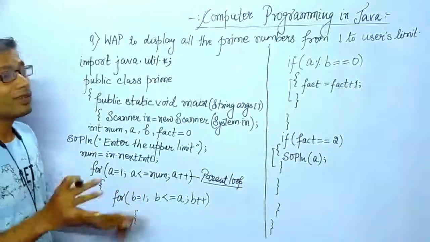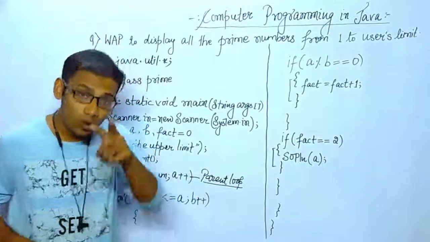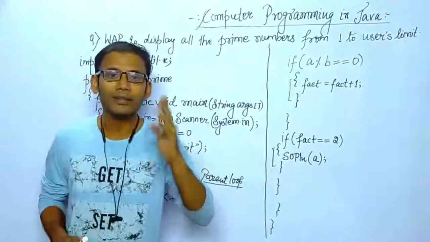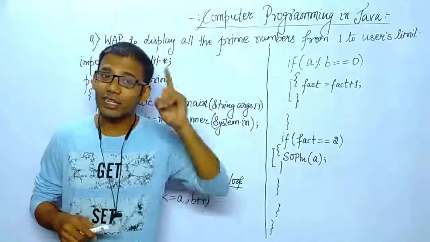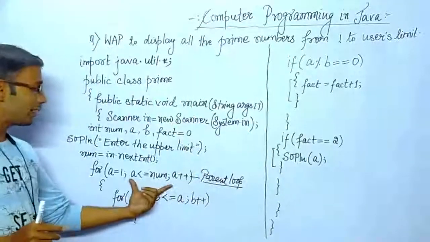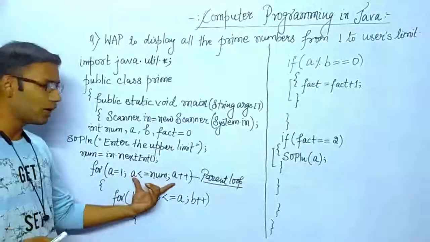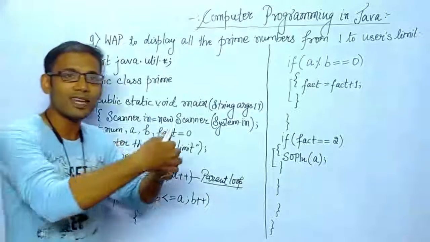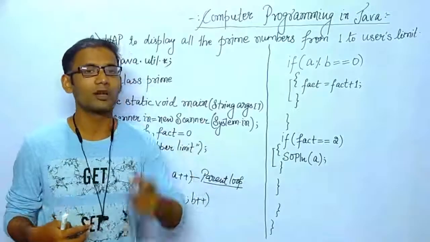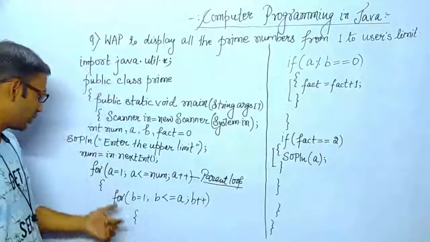Whatever numbers we need to check whether they are prime or not, those numbers will be given by this loop. Let's suppose the user gave the top limit 90. So we need to check, starting from 1 till 90, all the numbers. This particular loop will avail all those numbers, so that we can check individually whether those numbers are prime or not. So let's further proceed.